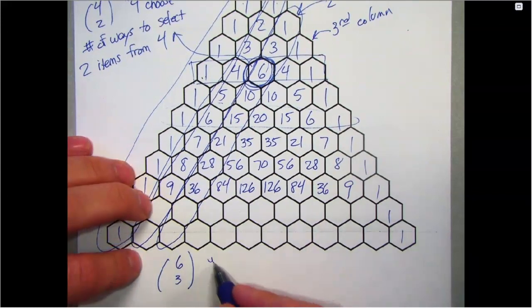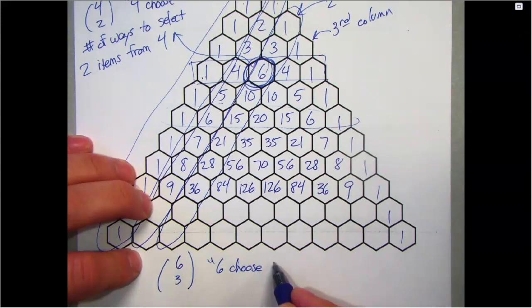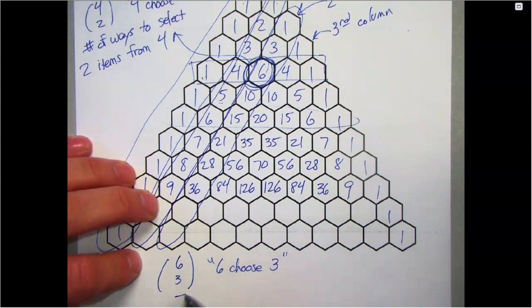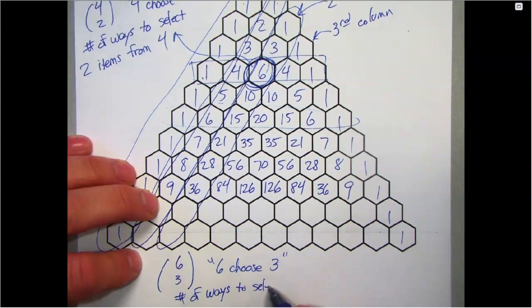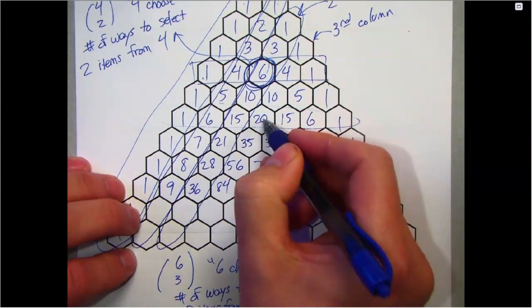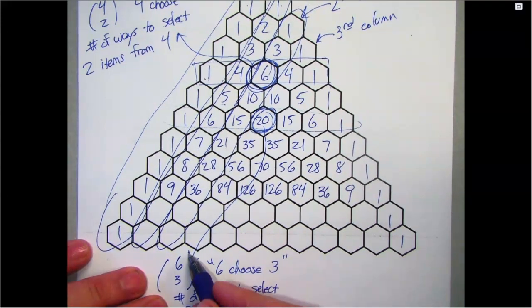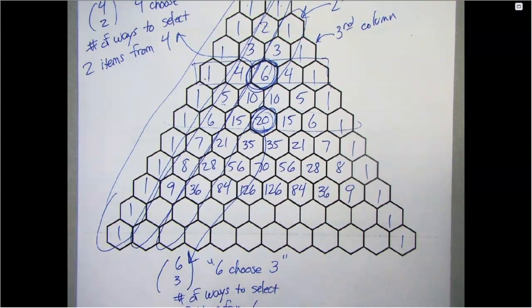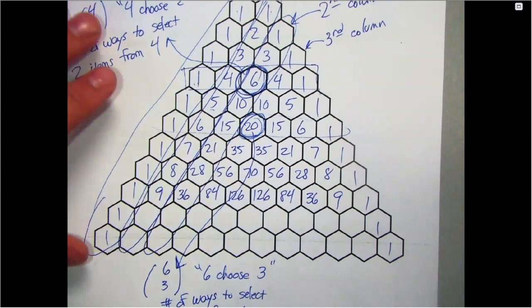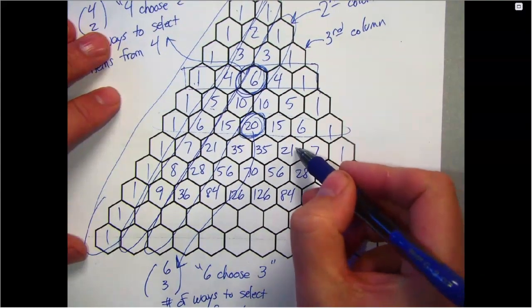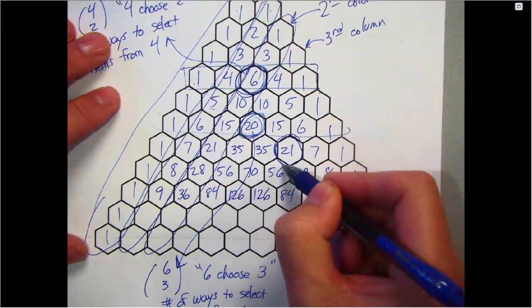Okay, so this is 6 choose 3. And that would be the number of ways to select 3 items from 6. That was 20. Alright, let's try it kind of backwards. So that 21.